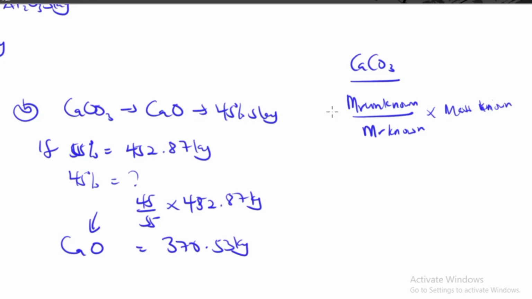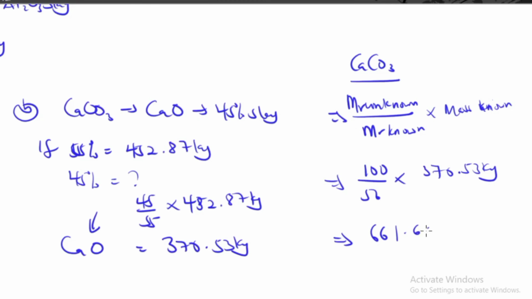So in that case, we know that the molar mass of the unknown, which is calcium carbonate, is 100. And the molar mass of the known, the calcium oxide, is 56. Then times the mass, which is 370.53 kilograms. So when you solve it correctly, you're going to have that the mass of the flux needed is 661 kilograms, which is the flux needed.